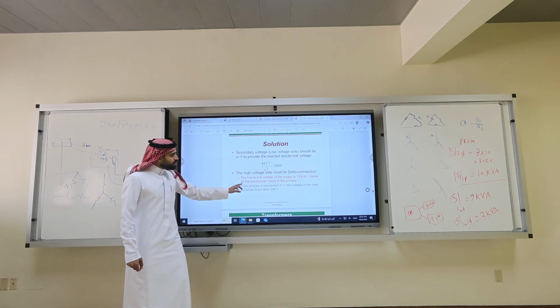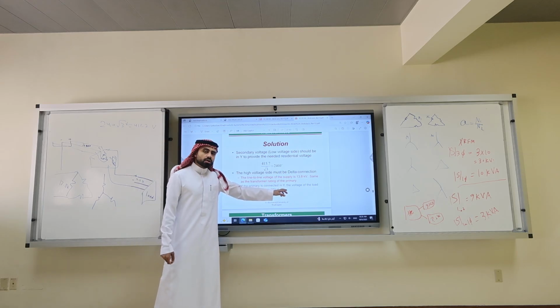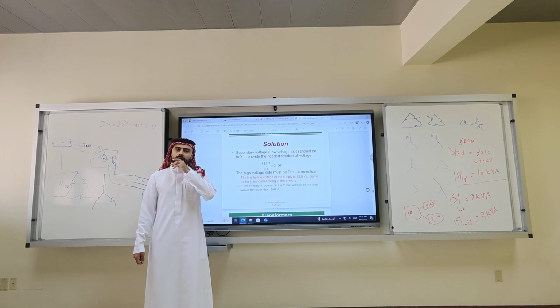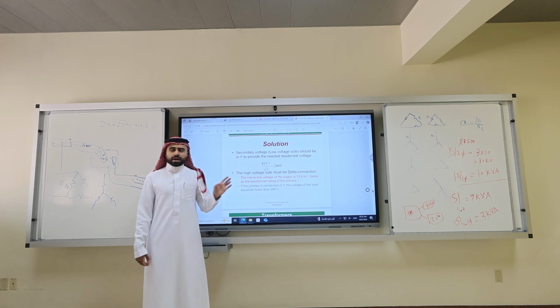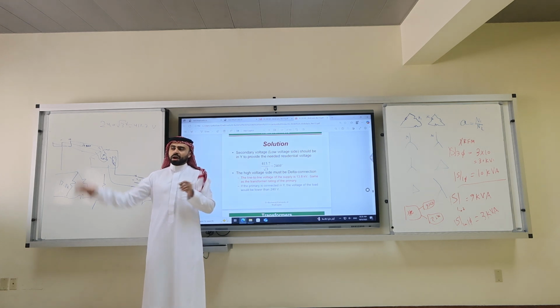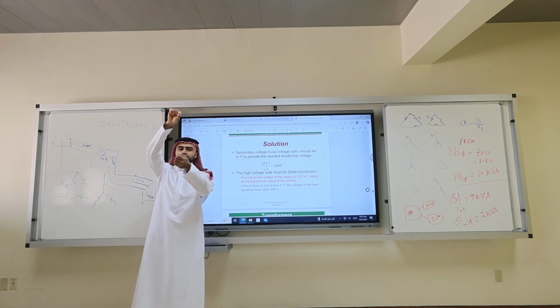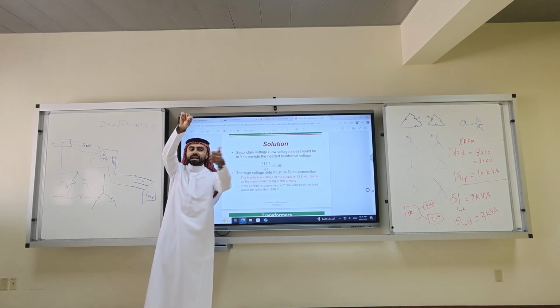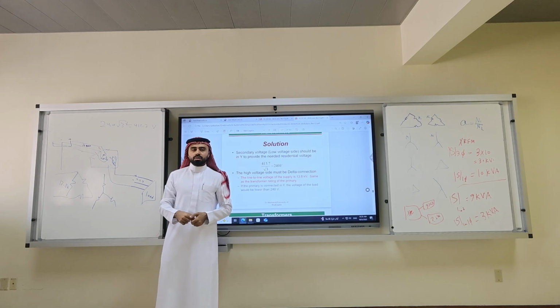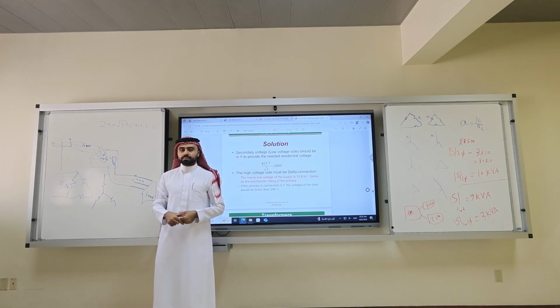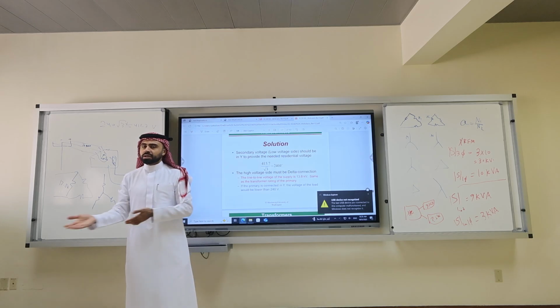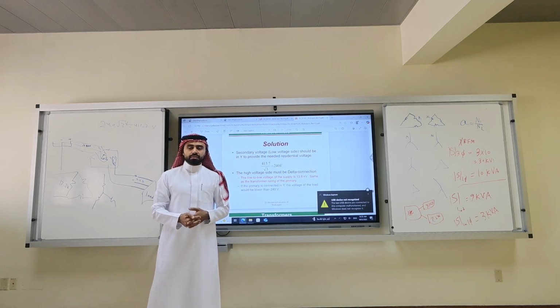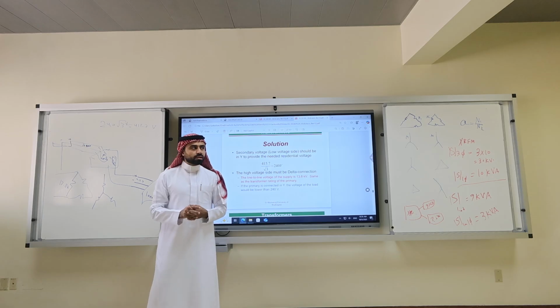There is a small note. If the primary is connected in Y, what will happen? It's not important for now, but think with me. You have 13.8. 13.8 over the square root of 3 appears on the coil. What will happen is that the secondary becomes lower. So one of the benefits of delta connection is you get higher secondary voltage. Delta Y connection.